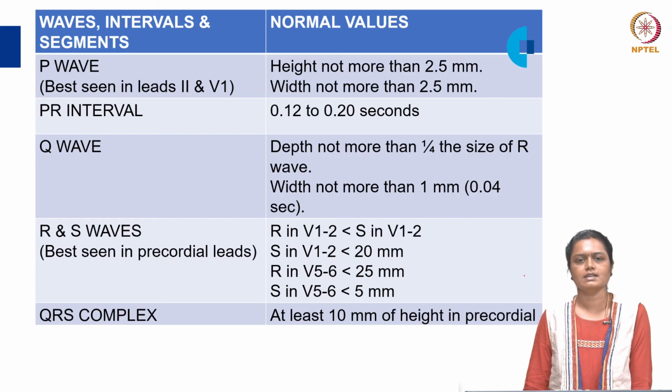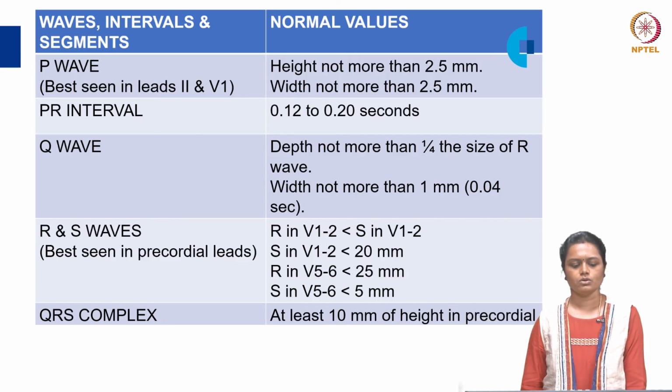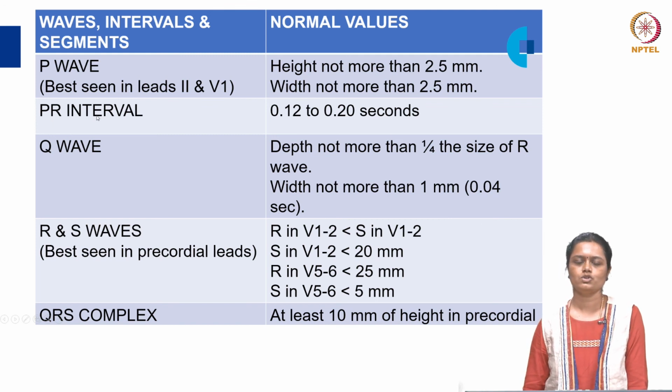You have the P wave which is best seen in leads 2 and V1, and in V1 the morphology of P wave is biphasic, and in lead AVR all the waveforms will be negative. So, the P wave, the height and width of it should not be more than 2.5 millimeter. Next is PR interval, which denotes the time taken by the impulse to travel to the ventricles. Normally, it is about 0.12 to 0.20 seconds.